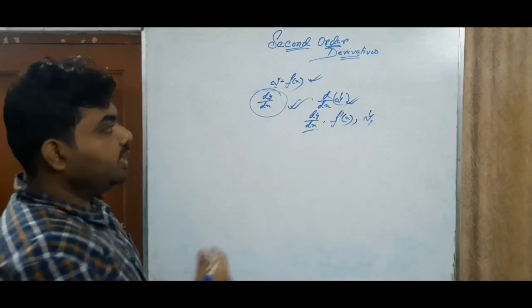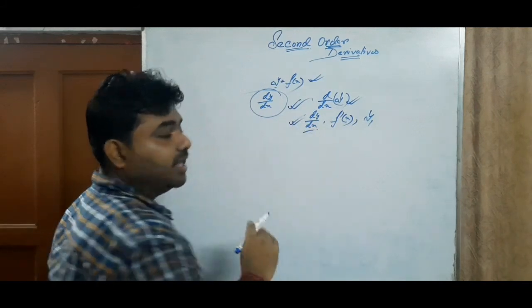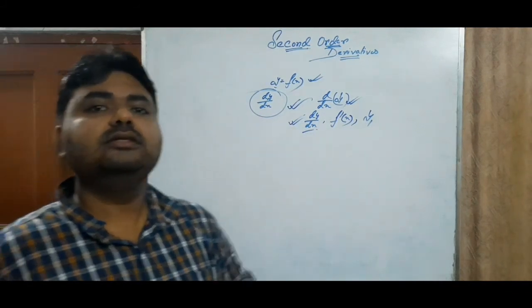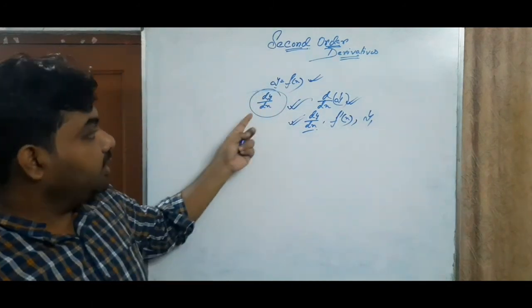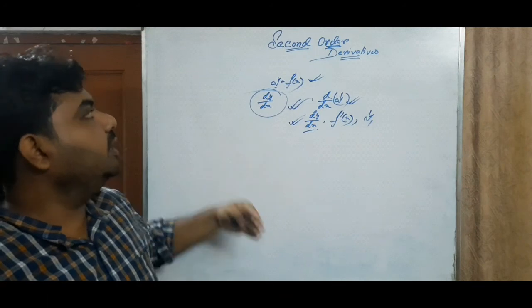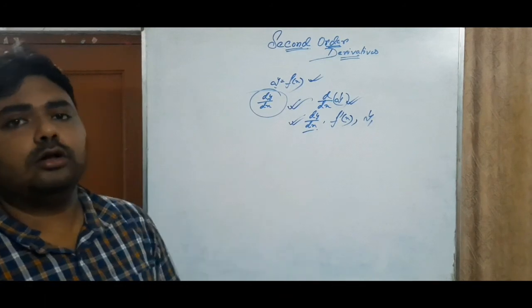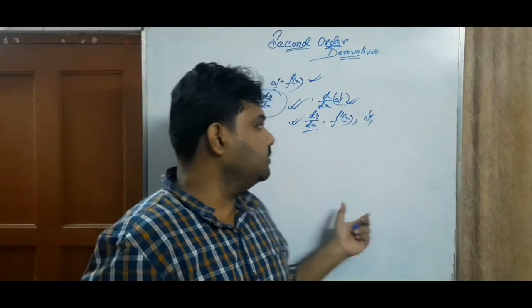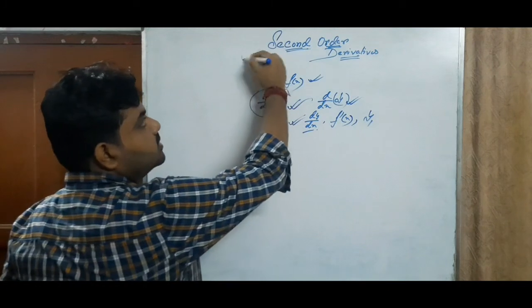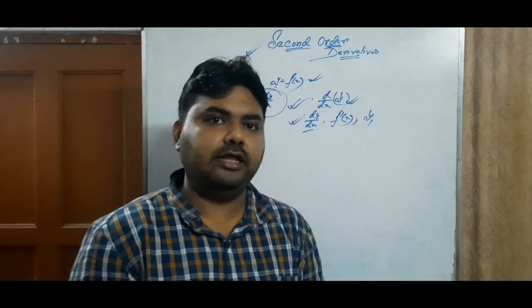Now if we derive this function again and again, that's the higher order derivative. If we derive it again, we get second order. If we derive that another time, that is the third order, and so on. But according to this syllabus we study only up to second order derivative.